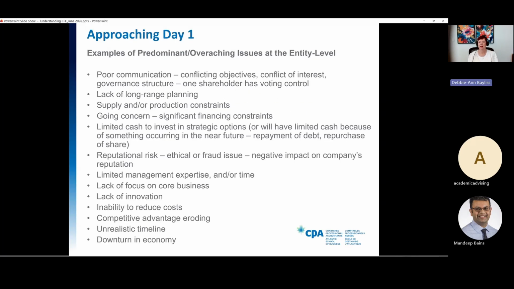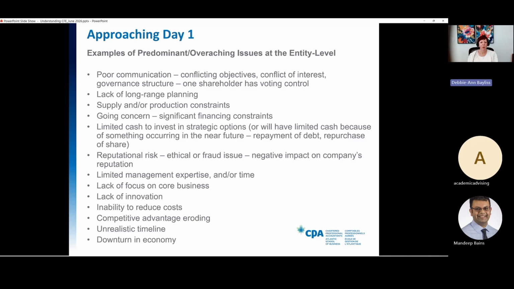Here are some examples of predominant overarching issues that have affected the company at the entity level. It affects almost every decision that the company makes. These are examples from previous CFE exams: poor communication, whether there are conflicting objectives between the board members, conflict of interests, lack of long-range planning. There could be a supply or production constraint.